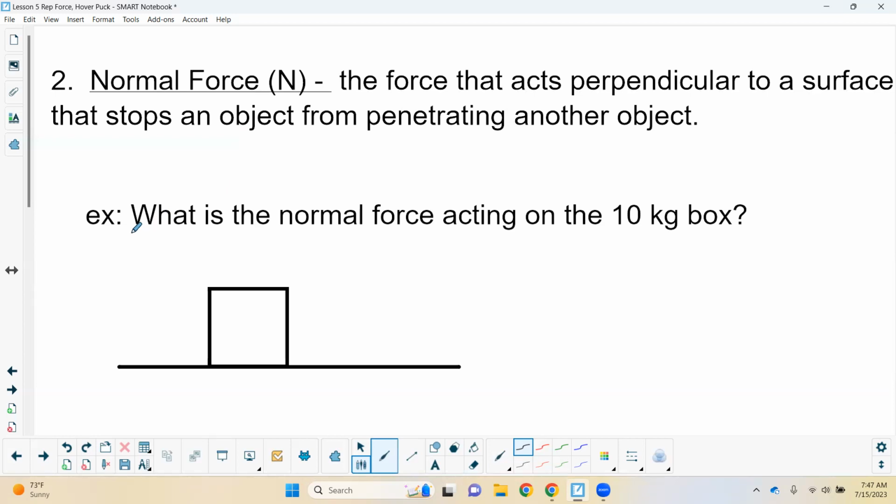So, in this example, it says, what is the normal force acting on a 10 kilogram box? So this box is 10 kilograms. So 10 kilograms would be its mass, right above the box, so we know that. And if we were drawing a free body diagram with the arrows here, we're going to use the drawing tool to help a little bit. So if we think about the forces acting on this object, we have the force of gravity trying to pull it down. And again, I'm just going to label that with a G.